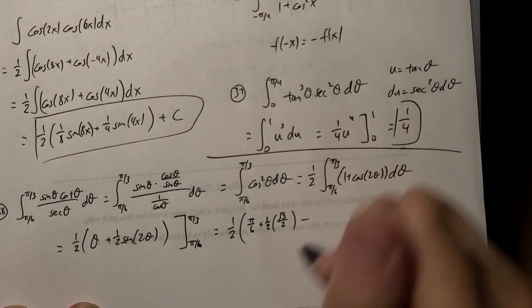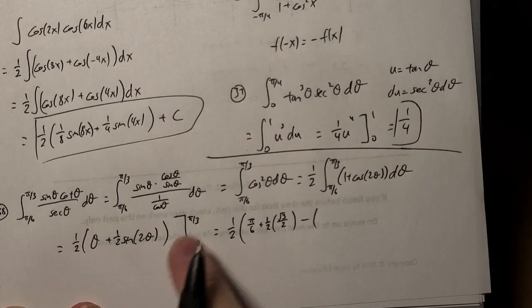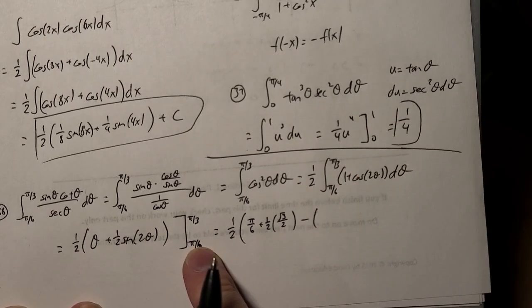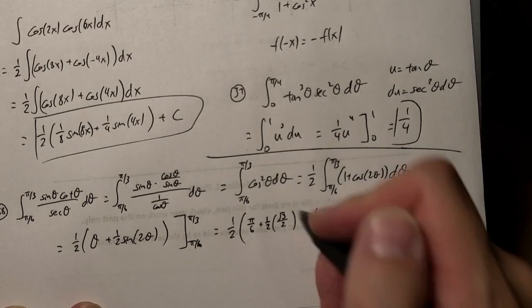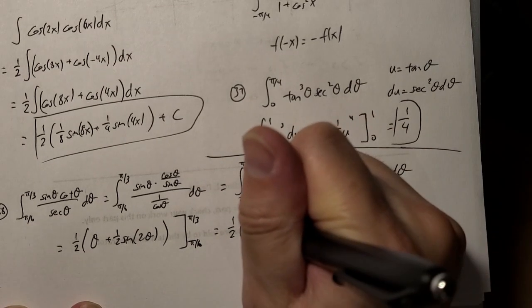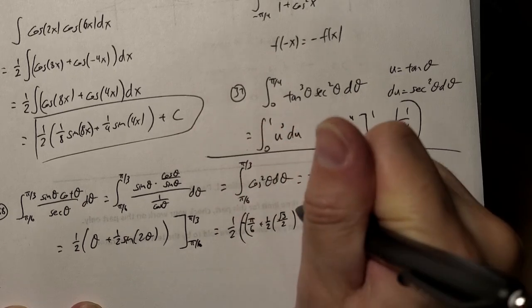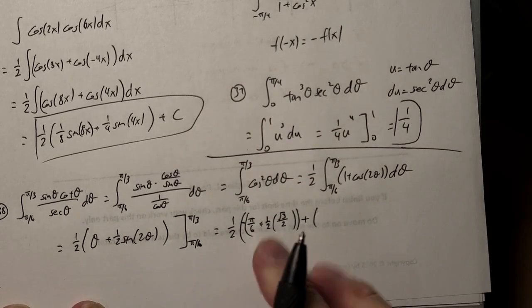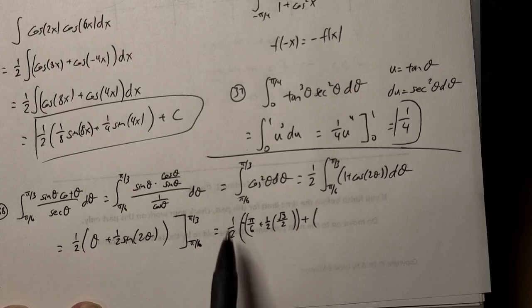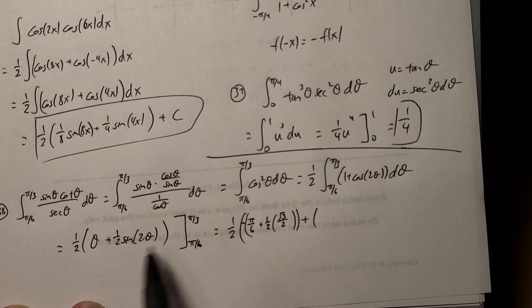Okay, minus parentheses. We plug in pi. Did I just plug in pi over 6? Why did I do that first? So, then let's do the minus here, and then plus, so sorry, I'm not doing it the usual way where I plug in the upper one first. For some reason, I plug in the lower one first. Okay, so I put the minus sign there. Now let's plug in the upper bound actually.